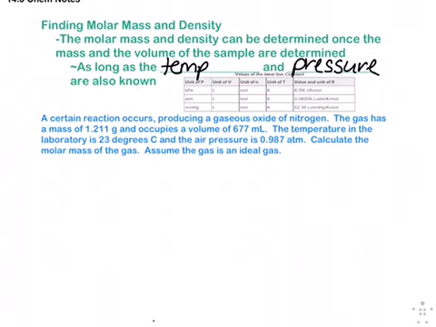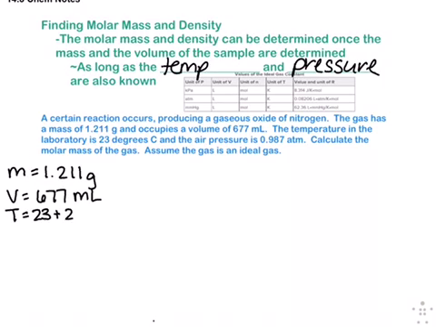So we know our mass is 1.211 grams. Volume is 677 milliliters. Temperature is 23 plus 273, so that gets us 296. Okay. P was 0.987 atmosphere. Which R value will we use then?